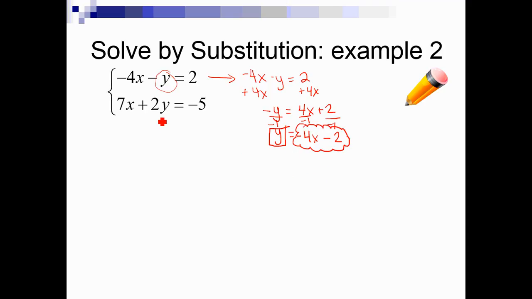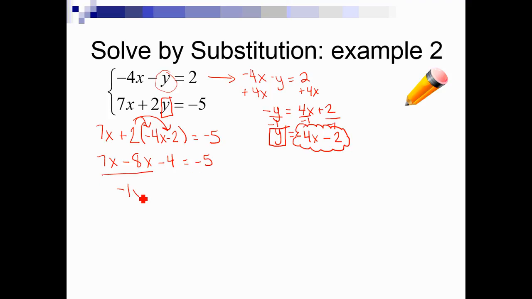So that means in the next equation, the second one, the one we haven't done anything with, the y here gets replaced by the negative 4x minus 2. So my second equation would look like 7x plus 2, and then I'll replace the y with the equivalent expression, and then go ahead and solve just like we did before. So I'd have 7x minus 8x minus 4 when you distribute equals negative 5. Combining like terms, that's negative 1x minus 4 equals negative 5.